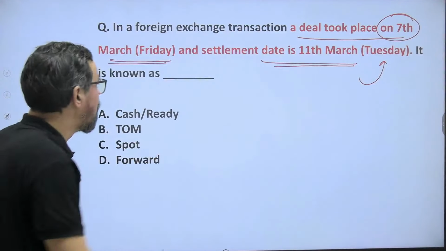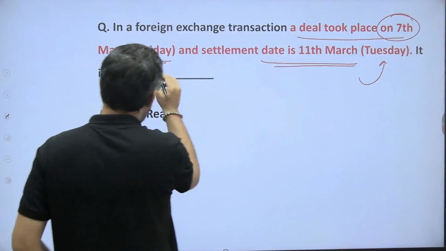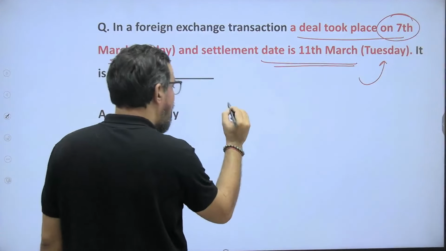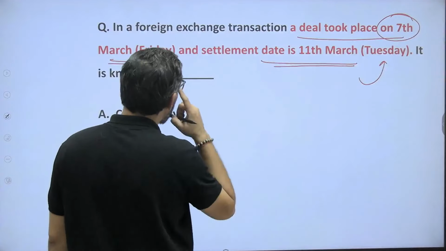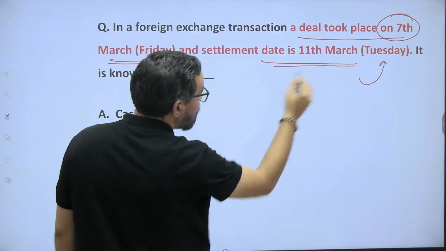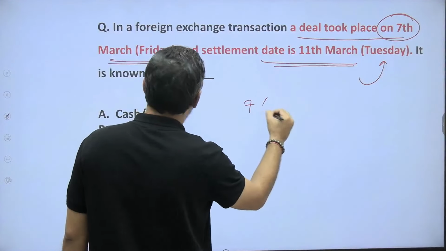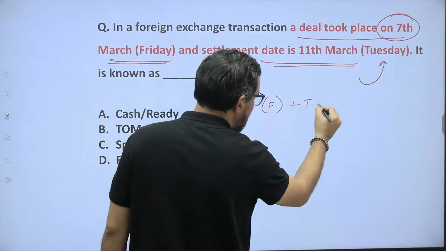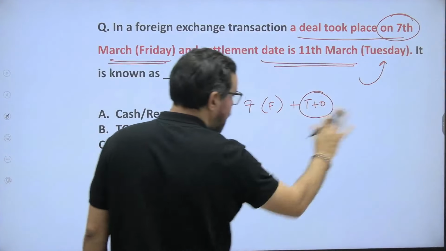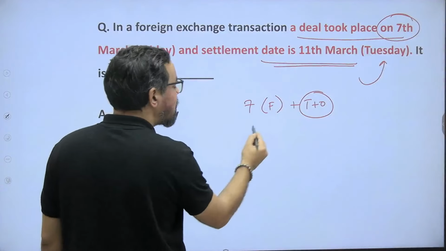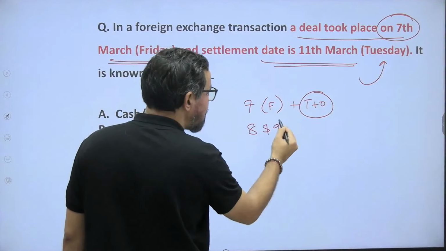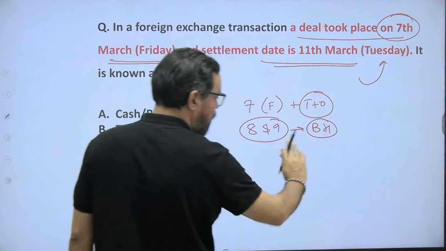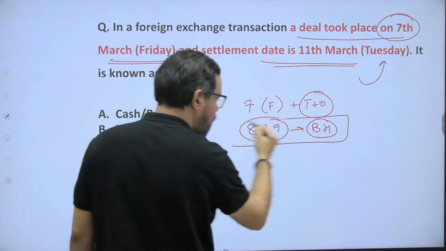See, Friday, Saturday, Sunday market remain closed. So now what will happen in this case? Your 7th March, which is Friday, is your T plus 0. It is a case of T plus 0, that is cash. 8th and 9th, Saturday and Sunday, are bank holidays. So you will not consider these two dates. You have to remember this.